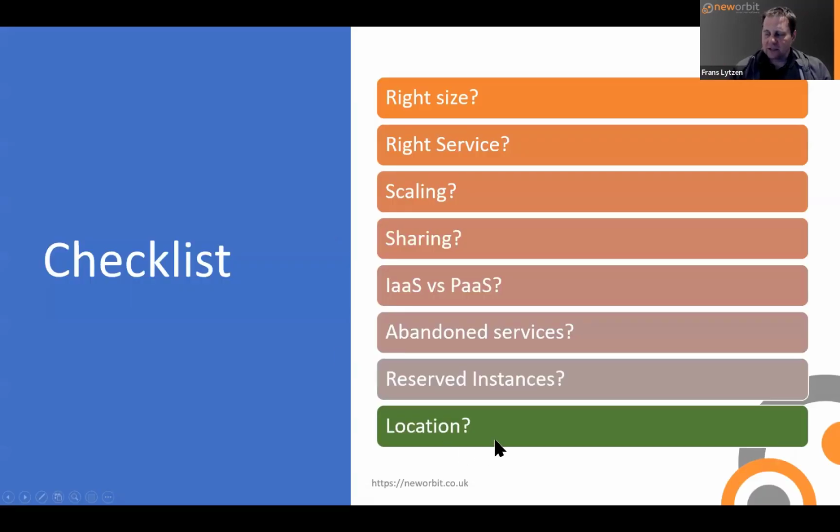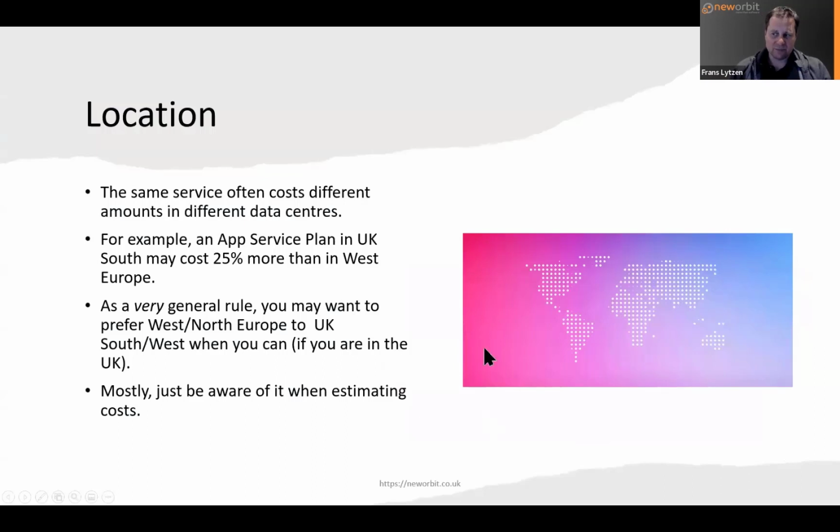And then finally, this is a small one, but it is one of those little annoying things about locations. It's easy to assume that Azure services cost the same in different locations, but they don't. As a really good example, app service plans in UK South is about 25% more than in West Europe. Now, you might not have a choice. Your boss might say, no, we have to move from West Europe to UK South, for example, or they might express a preference, but it can actually cost you a fair bit of money.